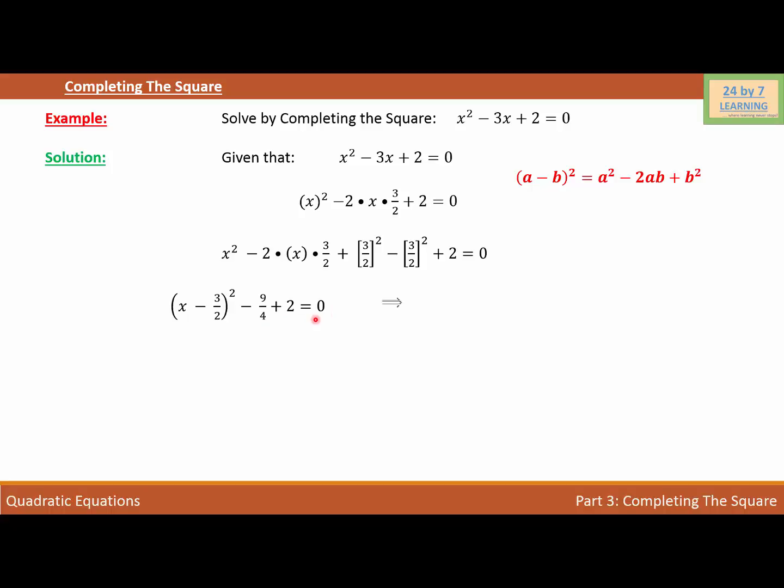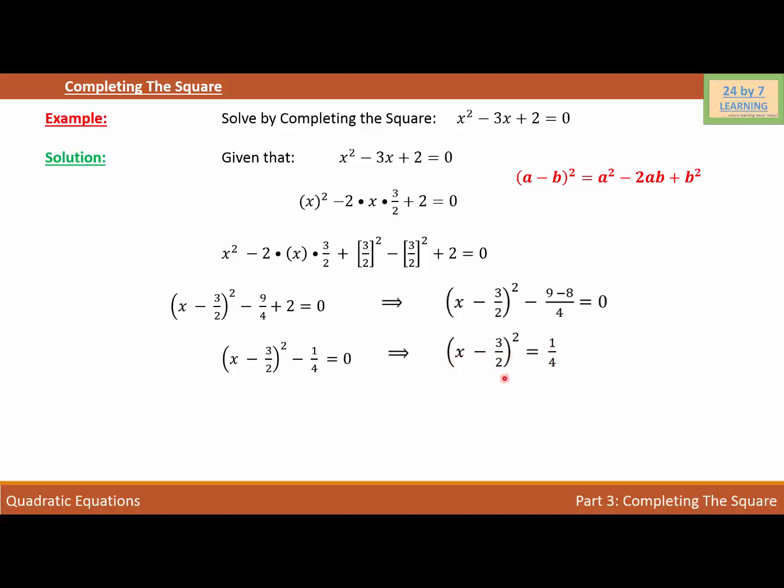Now let's simplify this, and if we do that, we need to add the numbers. So we will write x minus 3 over 2 whole square minus 9 minus 8 over 4 equals 0, because we are simplifying 9 over 4 and 2. If we further simplify, we will get x minus 3 over 2 whole square minus 1 over 4 is equal to 0. Let's take this 1 over 4 to the other side, and our expression will be x minus 3 over 2 whole square is equal to 1 over 4.